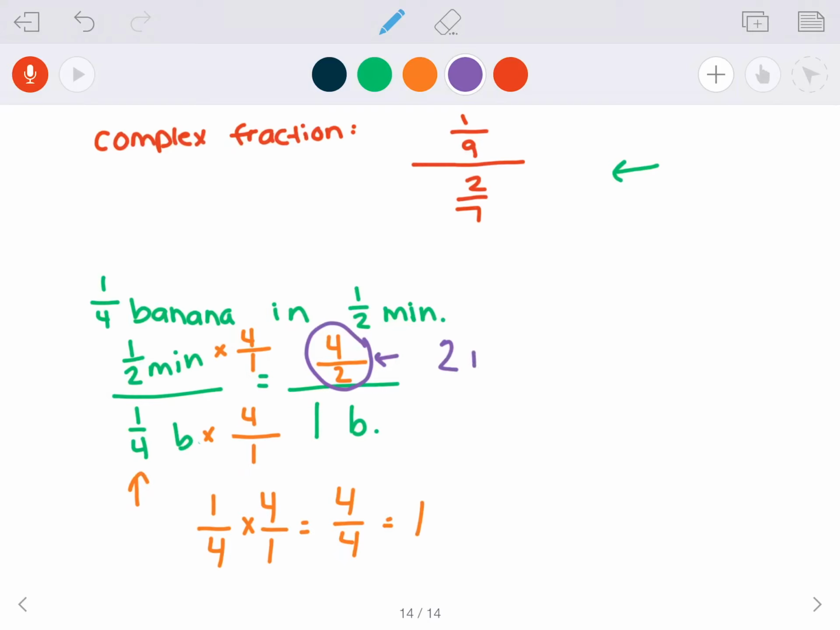4 divided by 2 is 2 minutes for one banana. So my final answer is it will take Jackson 2 minutes to eat one banana. That's my unit rate that they were asking me to find. So again, use this example, use the notes page to complete the independent practice for today.